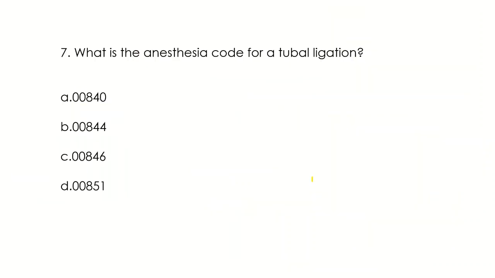Okay, here are your answers, coders. A is 00840, B is 00844, C is 00846, and D is 00851. What is the anesthesia code for a tubal ligation? And I've got 2.5 minutes set on my watch, and I'm starting it now.